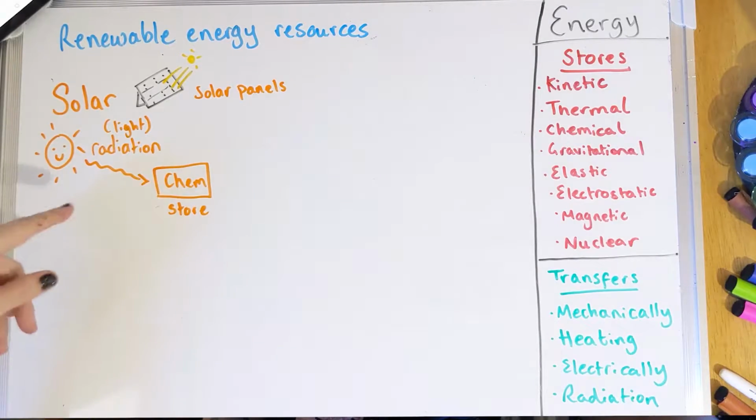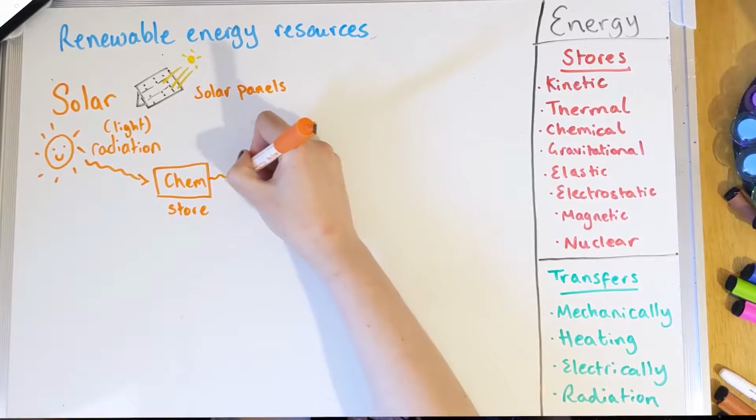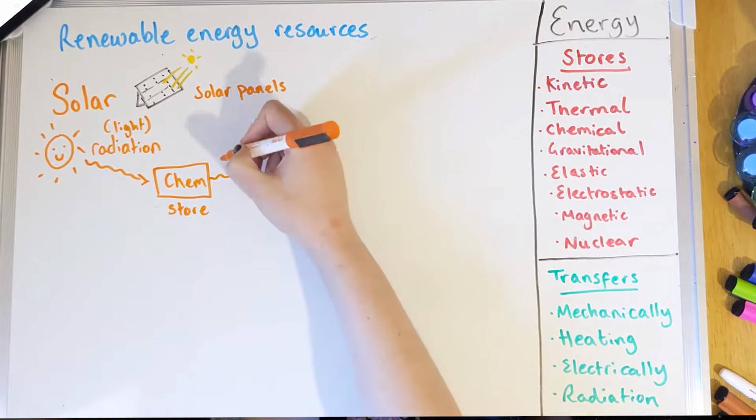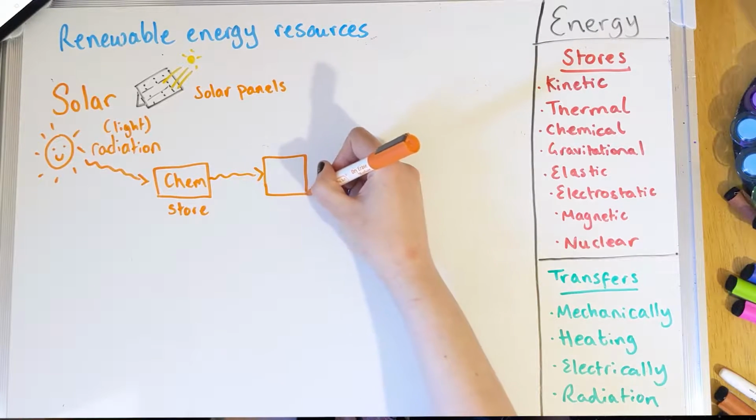So that chemical store can then be called upon to power devices. So if you've got a small portable solar charger, you'll have the light transferring energy by radiation into the chemical store inside the battery that's built in, and then you can use that chemical store to transfer electrical energy into your phone or whatever device, your speakers, that you're using that solar charger or power bank.